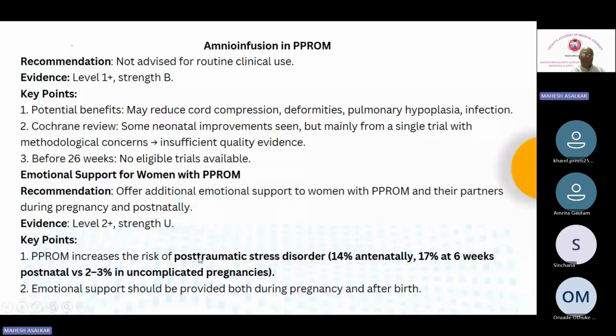Most of the time they can ask you about mental health also, and the PPROM and mental health relation is PTSD, that is post-traumatic stress disorder, seen in 14% of cases antenatally and 17% at 6 weeks in PPROM cases, versus 2 to 3% in uncomplicated pregnancies. So emotional support should be provided both during pregnancy and after birth.